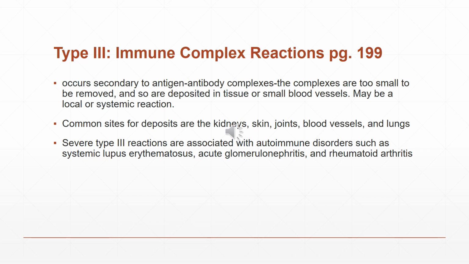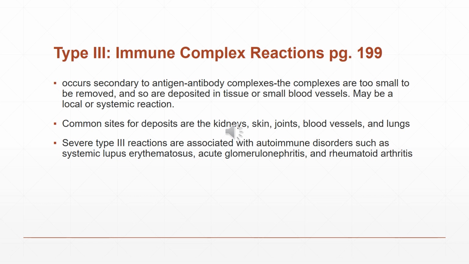So when we're talking about tissue damage in the immune complex reactions, which are type 3 reactions, they occur secondary to antigen-antibody complexes. Soluble antigens combine with immunoglobulins of the immunoglobulin G and immunoglobulin M classes to form complexes that are too small to be effectively removed by the mononuclear phagocyte system. Basically, type 3 reactions may be local or systemic and immediate or delayed. The clinical manifestation depends on the number of complexes and the location in the body. Common sites for deposits are the kidneys, skin, joints, blood vessels, and lungs.